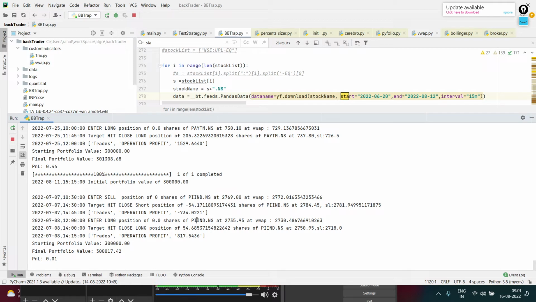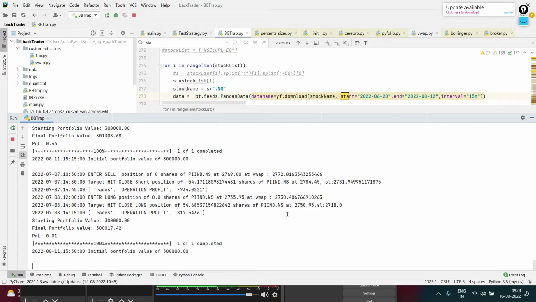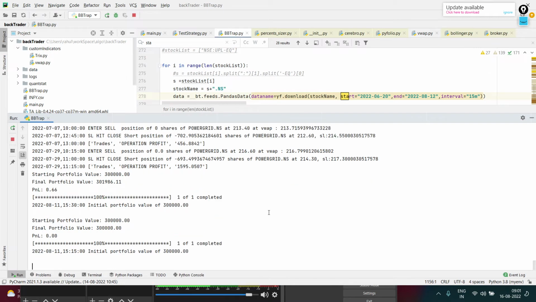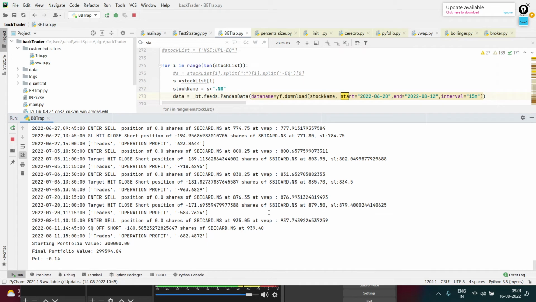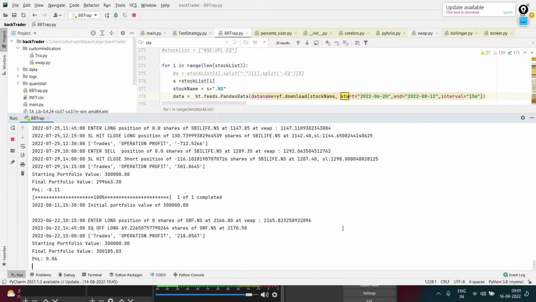Now it's on P, that is Pidilite, and again it seems to have some lag. Let's go, man. Yeah, Power Grid. Obviously there are fewer trades on 15-minute because we have less noise. But that will also reduce our brokerage. Hopefully we should have some profit in this one.